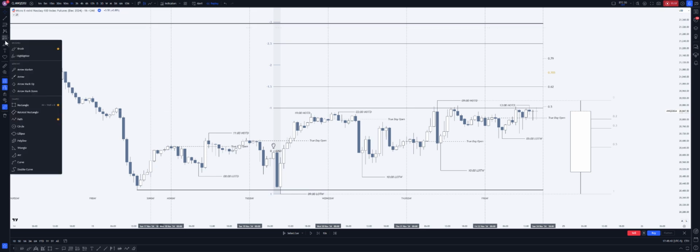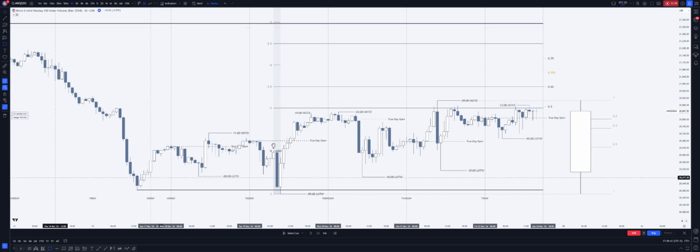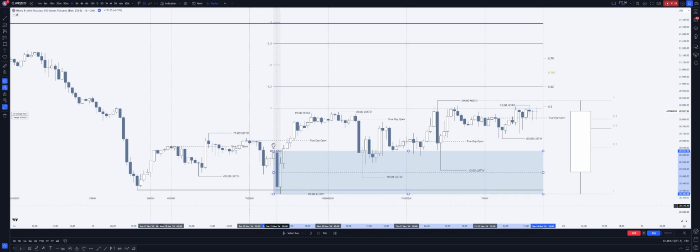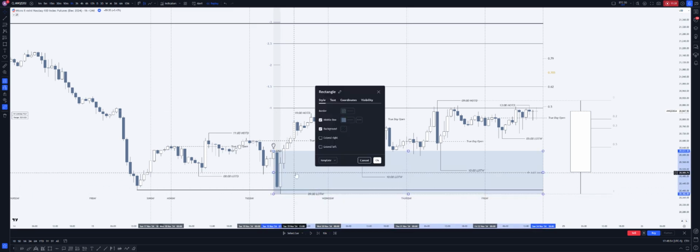And we're going to grab our rectangle box. We're using this whole swing here, and we're going to drag it to the end of the week. Make sure we get the low. And we've got our middle line selected here.